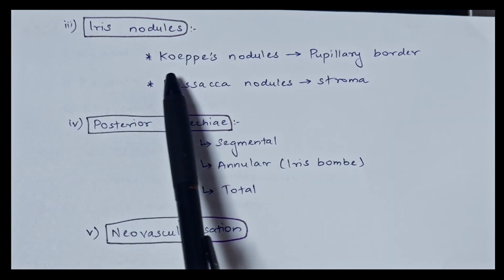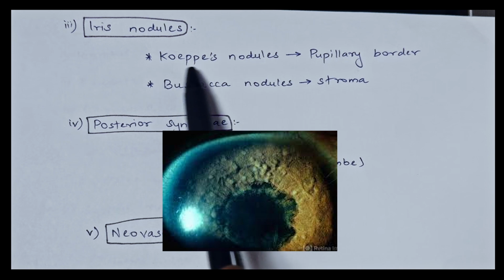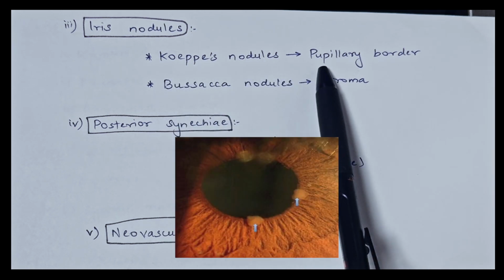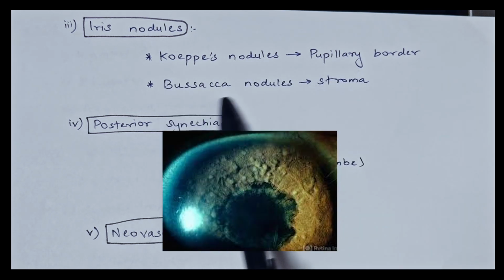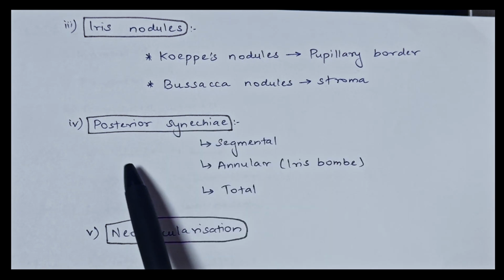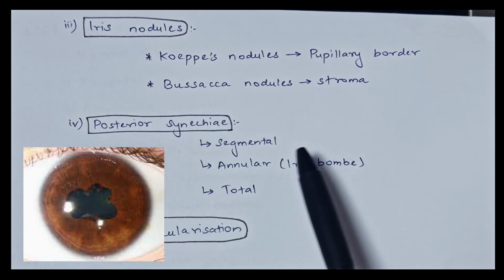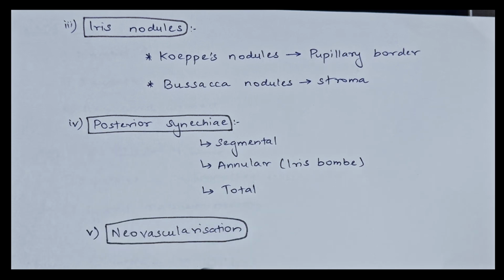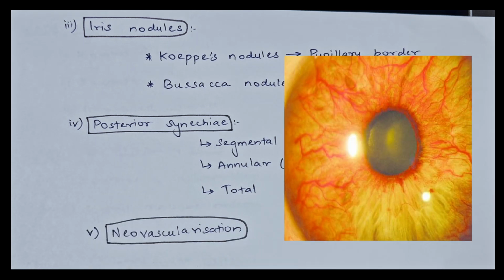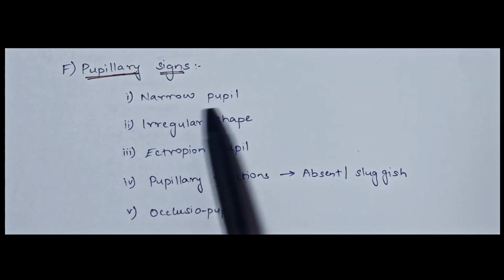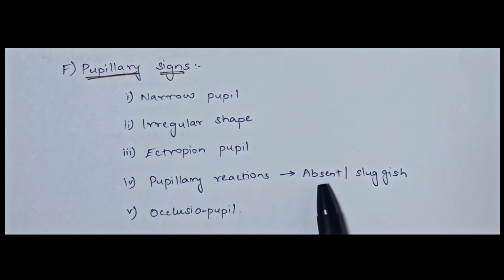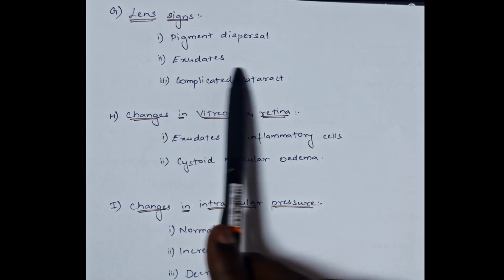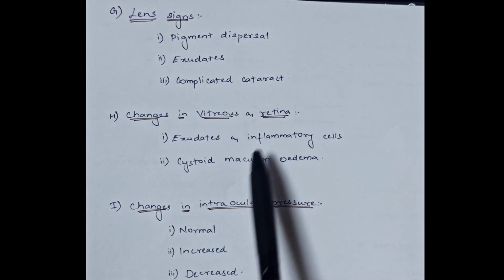Iris nodules can be Koeppe nodules, Busacca's nodules. Koeppe nodules occur in the pupillary border and Busacca's nodules occur in the stroma. Posterior synechiae can be segmental, annular, or total. Neovascularization can be seen. Pupillary signs: there can be narrow pupil, irregularly shaped, ectropion pupil, pupillary reactions are absent or sluggish, and occlusio pupillae. Lens signs: pigment dispersal. There can be exudates and complicated cataract can occur.